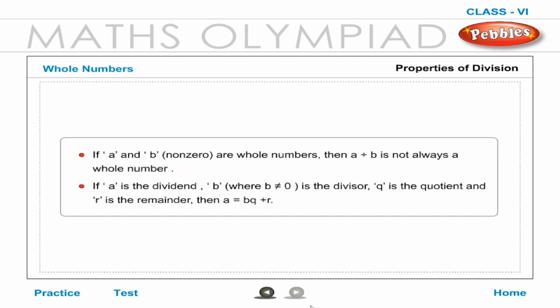Properties of division. If a and b, that is non-zero, are whole numbers, then a divided by b is not always a whole number. If a is the dividend, b, where b is not equal to 0, is the divisor, q is the quotient, and r is the remainder, then a is equal to bq plus r.